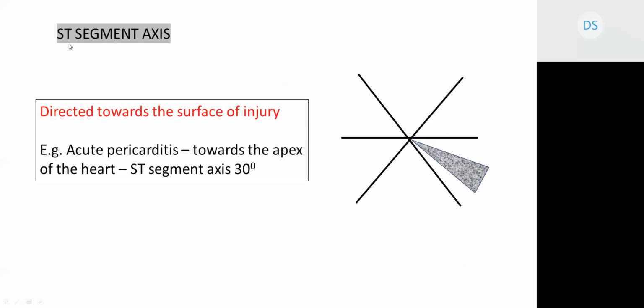Now there is a concept of ST segment axis also, and you do the calculation in a similar way. Your ST segment is directed towards the surface of injury. The T wave axis goes away from injury and your ST segment axis goes towards the injury. For example, if you have pericarditis, and normally you have pericarditis near the apex to start with, then your ST segment will be like 30 degrees. So this is the importance of understanding the ST segment axis. Remember that in situations where you are diagnosing ventricular dysfunction, ischemia, pericarditis, myocarditis, there comes the role of T axis, the QRST angle, and the ST segment axis.